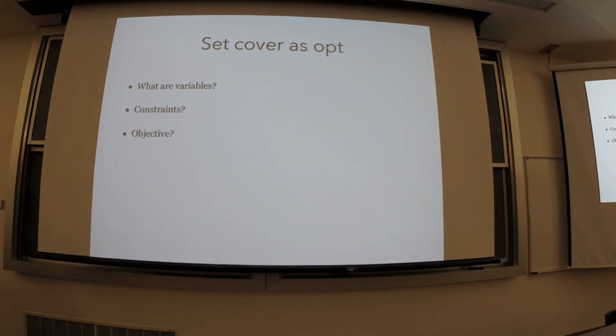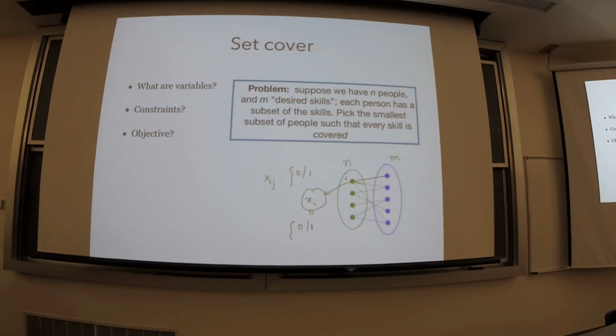Now, okay, so the variables are xi for each person i, and xi is supposed to be 1 if i is chosen in the set, and 0 otherwise. Okay. So what are the constraints?